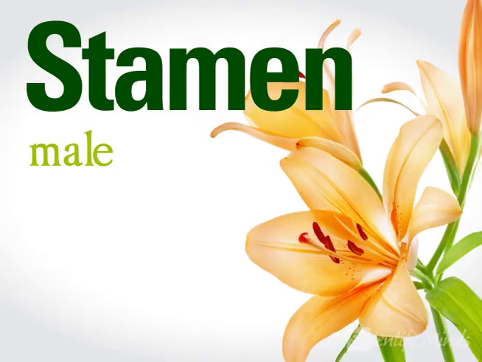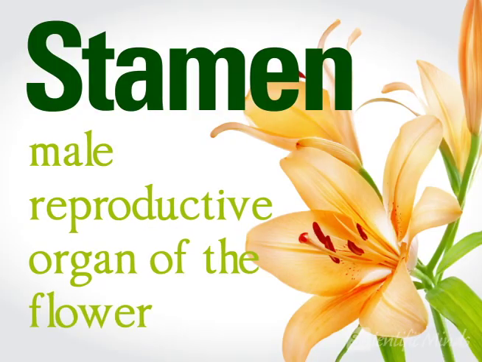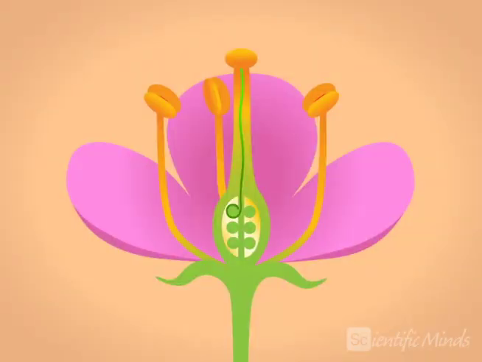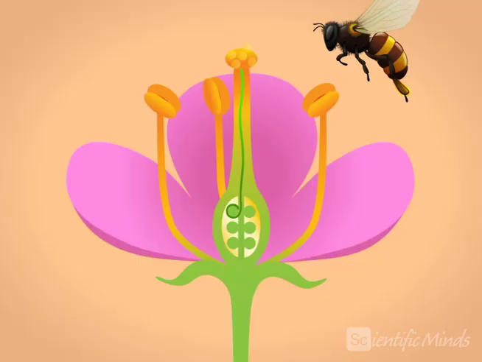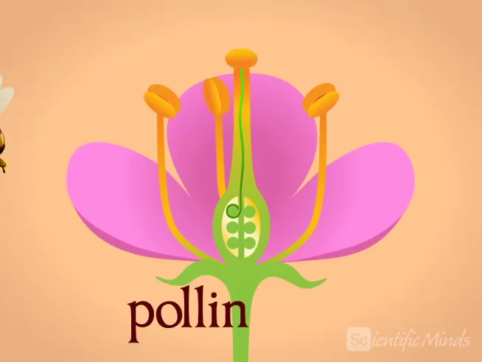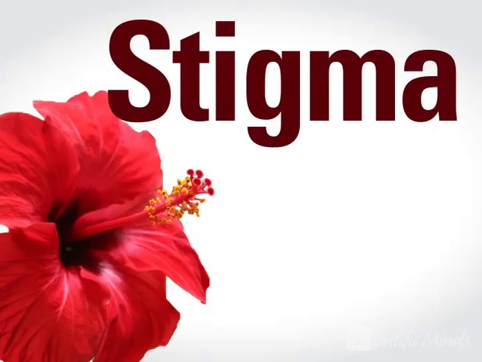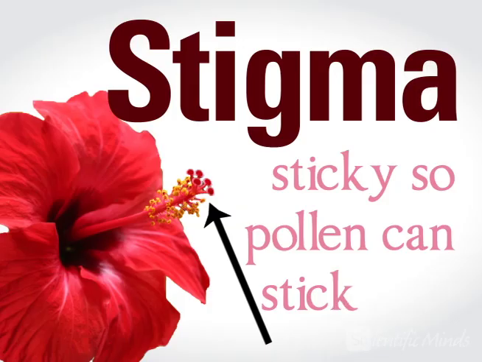The stamen is the male reproductive organ of the flower. Its filament supports the anther, which manufactures and stores tiny granular pollen. Pollen is transferred to the pistil, the female sex organ, by wind and by insects. This is called pollination. The stigma, located at the very top of the pistil, produces an adhesive substance that allows pollen to stick to it.